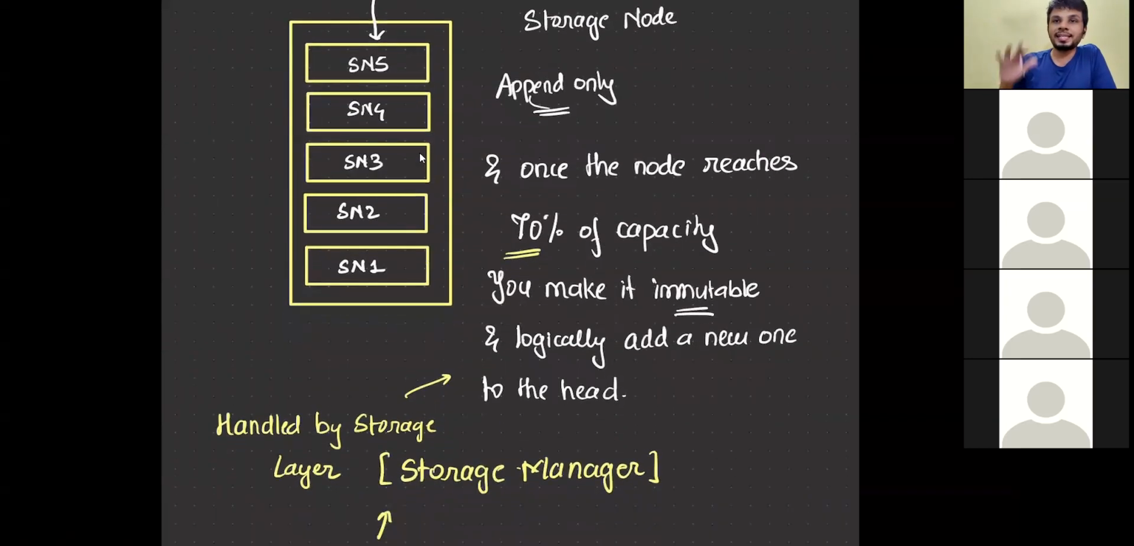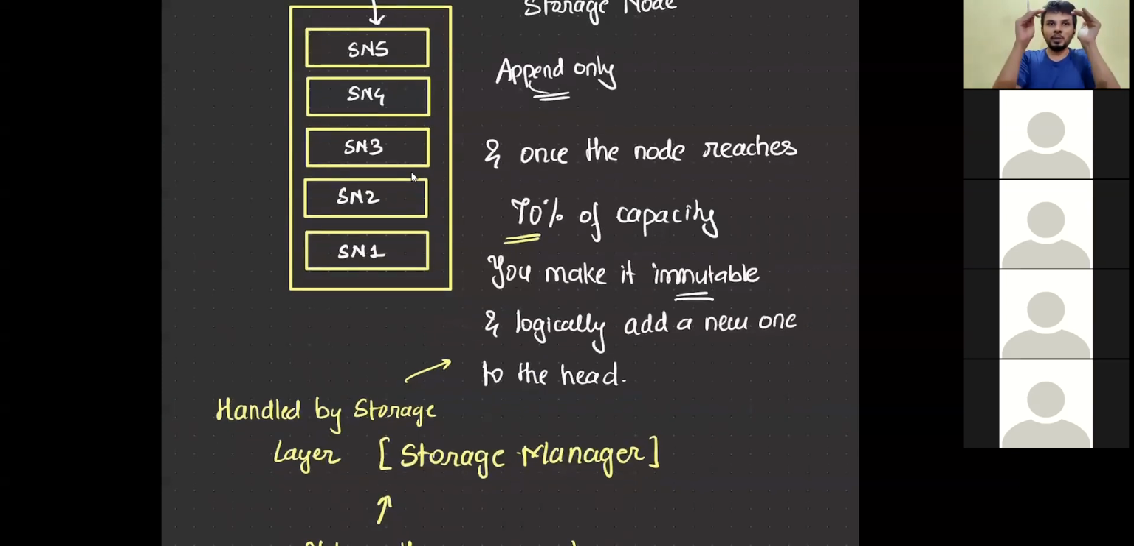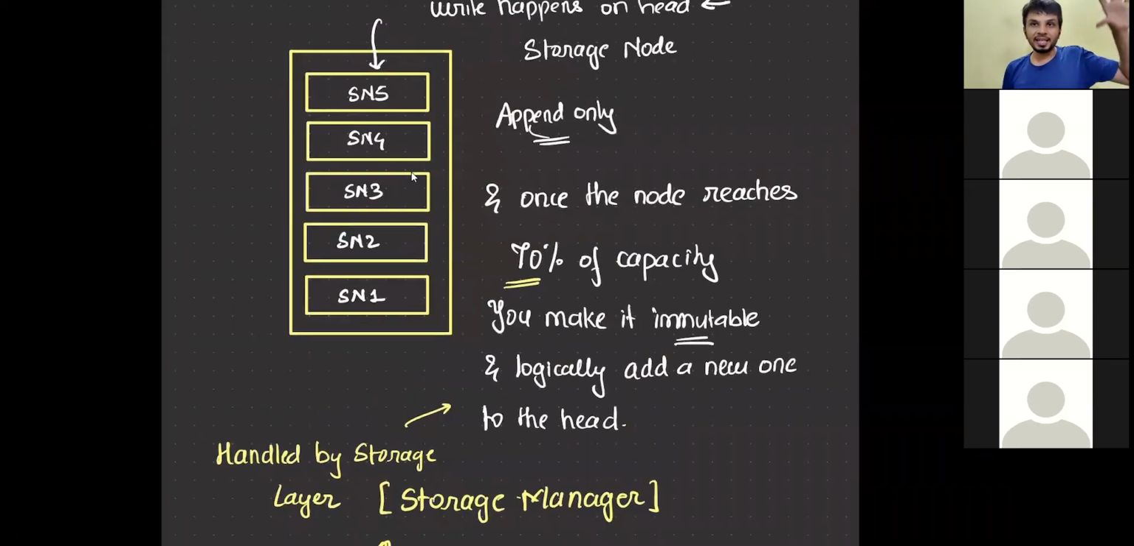Once the node reaches 70% of its capacity, so let's say it is a 10 terabyte storage node, once 7 terabytes is filled, it would make SN5 immutable, and it would logically add one new one to the head, which means physically it had SN1 to SN30.